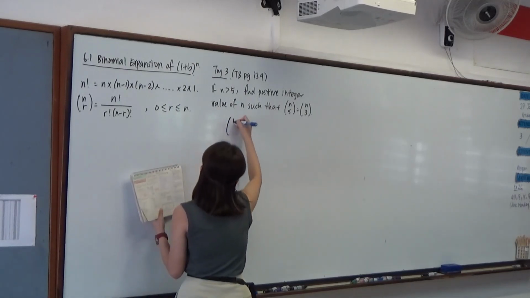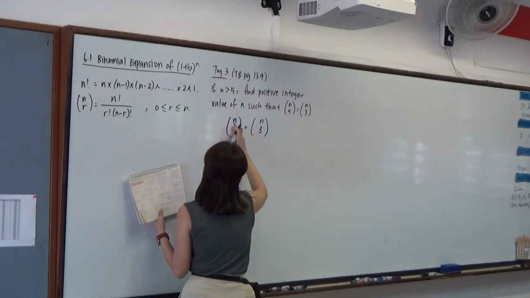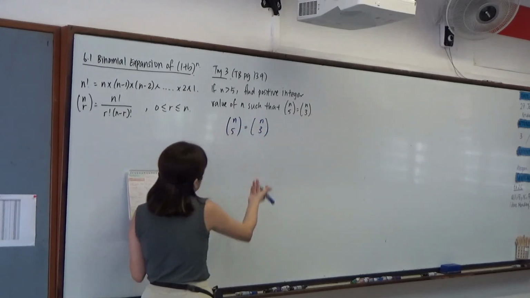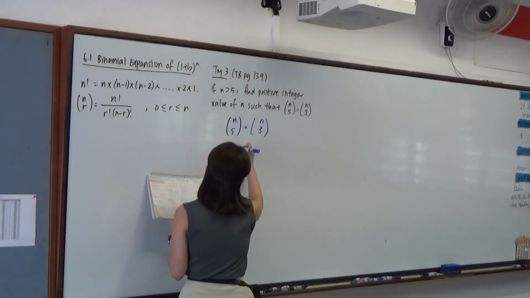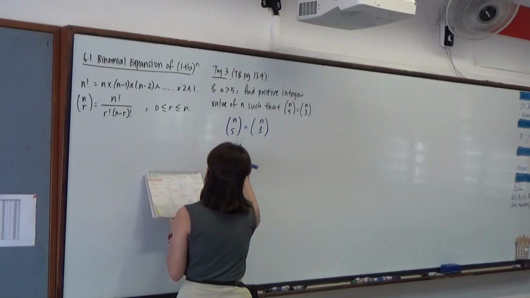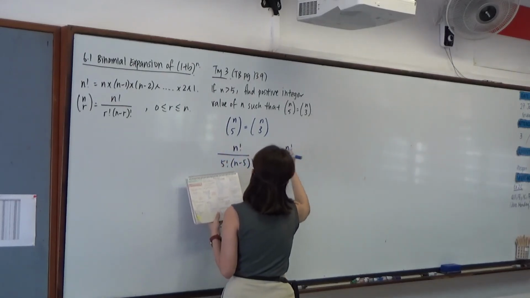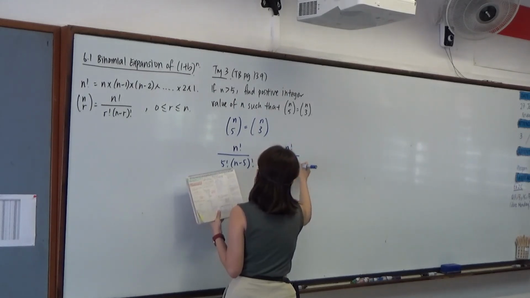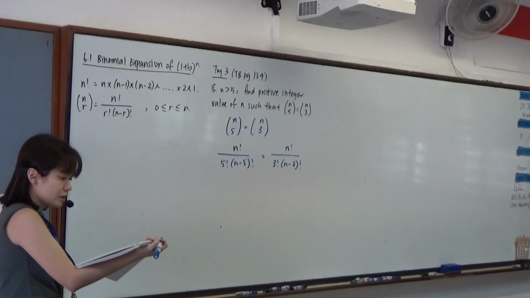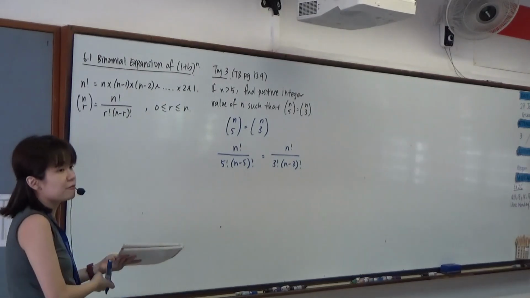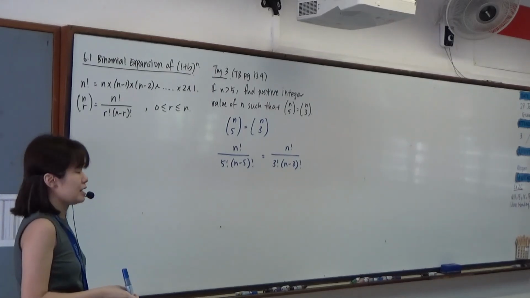Given that n choose 5 equals n choose 3, the only thing we could do at this stage is to open up the brackets by applying our formula. That gives us n factorial over 5 factorial times n minus 5 factorial on the left, and on the right side I'll get this. Then logically, the next step is to simplify this so that we can find the value of n.